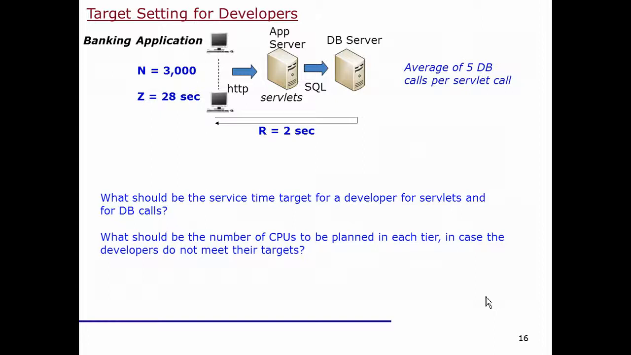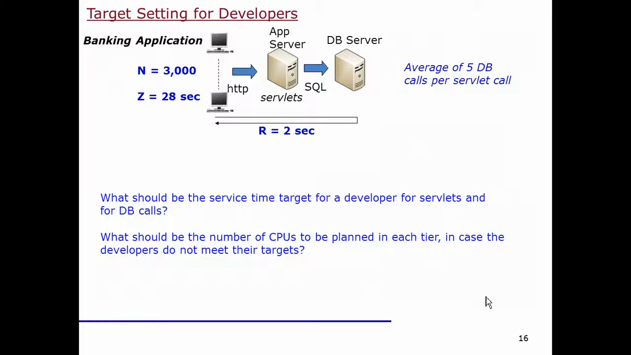Now what you need to know is what should be the service time target for a developer for the servlets, and what is the service time target for a developer for the database calls, so that you know in how many milliseconds this call needs to complete. Alternatively, in case you are not able to meet the targets, then what is the number of CPUs required to be planned per tier?